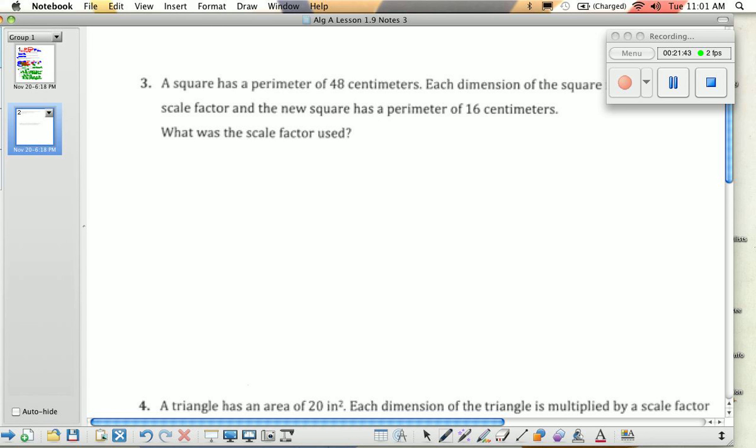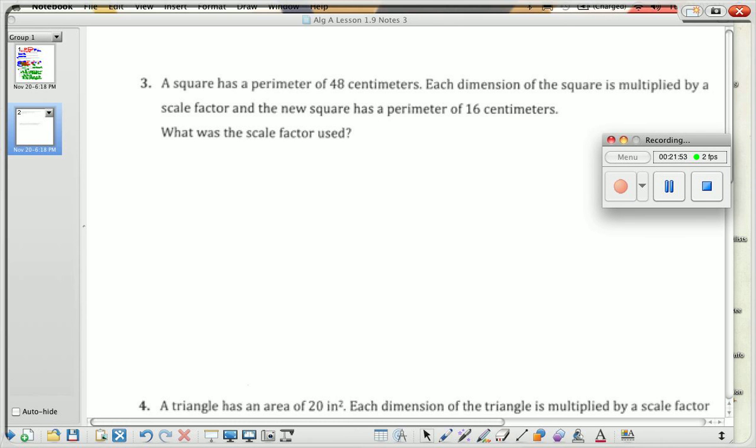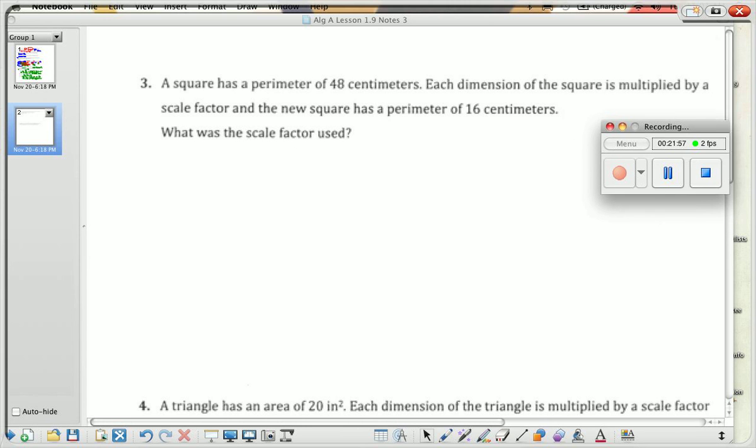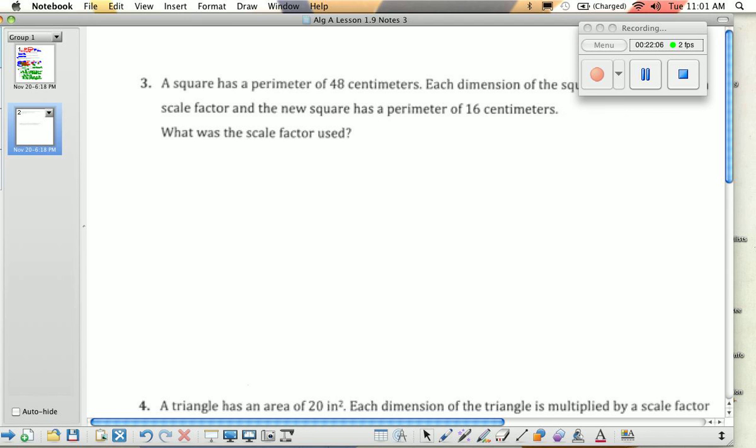So we have a square. It has a perimeter of 48 centimeters. Each dimension of the square is multiplied by a scale factor. It didn't tell us what it was. And the new square has a perimeter of 16 centimeters. What was the scale factor used?